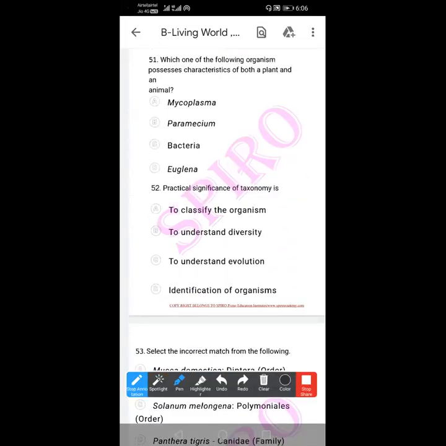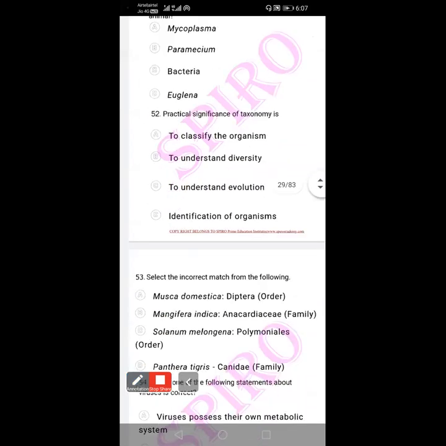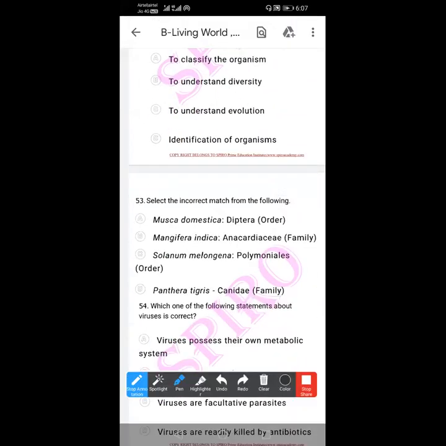Question number 51. Which of the following organisms possesses a characteristic of both a plant and an animal? So already I have discussed this particular point in one of the previous questions. So the plant-animal is Euglena. You know it clearly. So going to the next question, the practical significance of taxonomy. To classify, it is a prerequisite characteristic of taxonomy. To understand the diversity, to understand the evolution and the identification. So one of the basic criteria why we do taxonomy is identification of organisms.